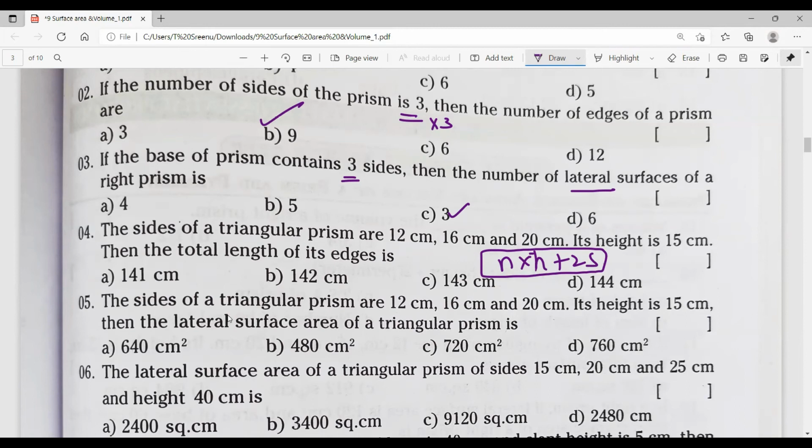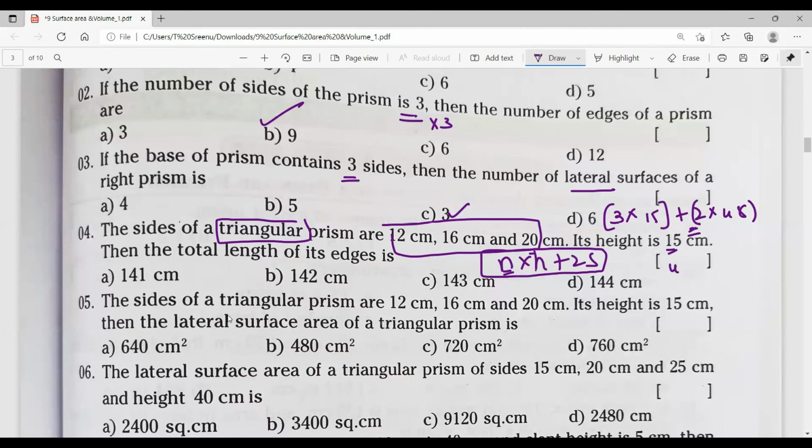And here we didn't get the length of the edges now, sir. Here, n is the number of sides. How many sides are there? 3 sides. Height is 15. Plus 2 into the sum of sides of the triangle. Sum of sides, you tell me. 48, sir. Now you do it: 45 plus 96. 141 centimeters, yes, sir.